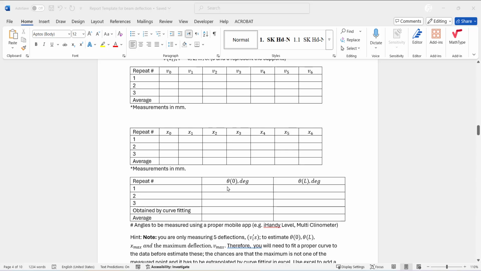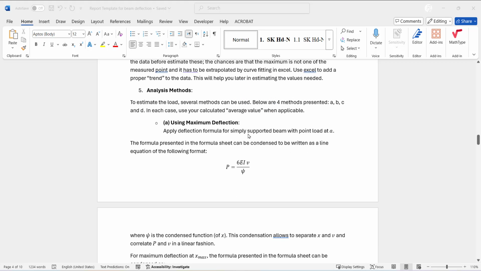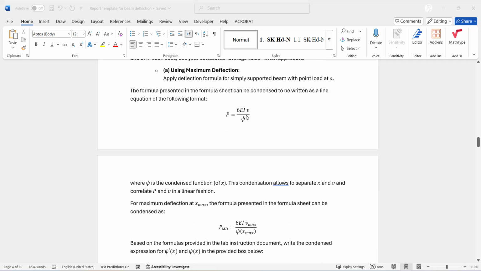And also you have to measure theta at the beginning and theta at the end. Either you can do this by a mobile application where the inclination can be measured after the loading, or you can obtain this by curve fitting. Inside Excel, once you have the data, you can fit a proper curve to it, and from that curve the slope at any point can be easily calculated. So once you have this, now you bring your data into the formulas.